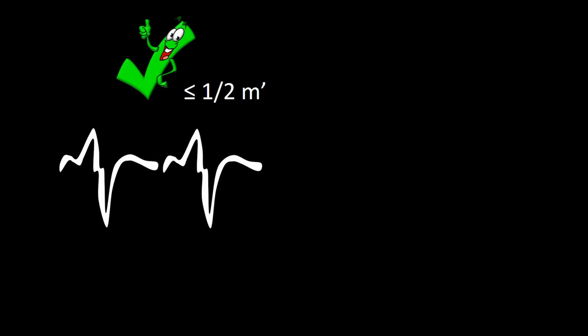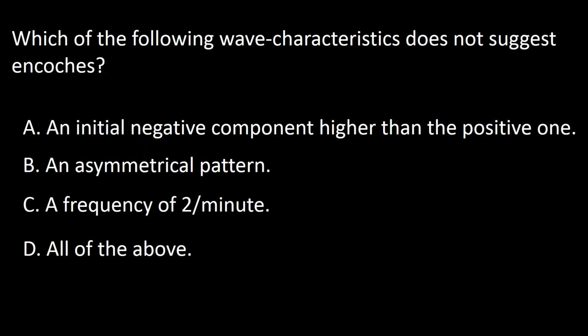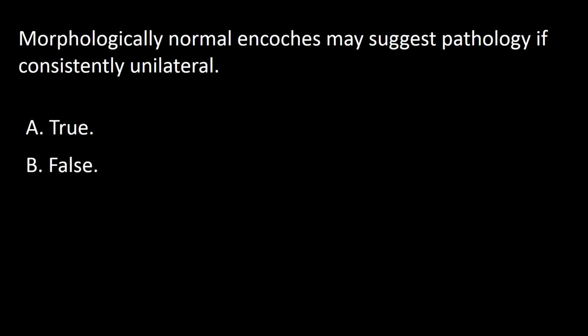Encoches occur with a frequency of 1 or less than 1 every 2 minutes. Abnormal sharp activity occurs significantly more frequently. So the answer to this question is D. Next question. Morphologically normal encoches may suggest pathology if consistently unilateral. A true, B false.